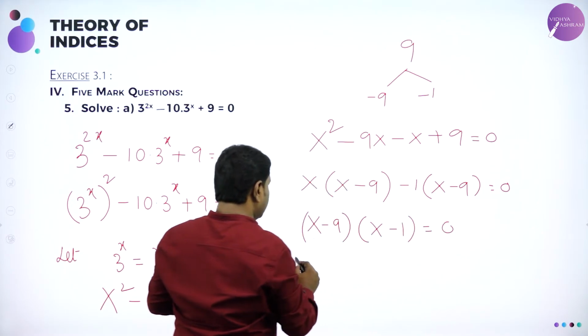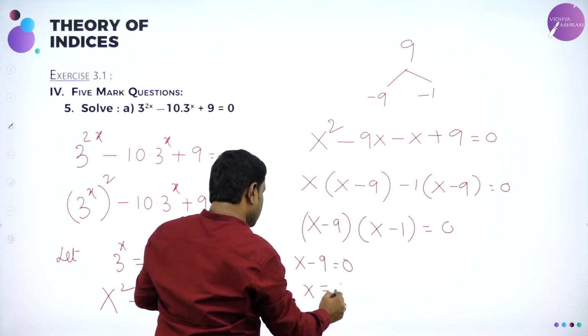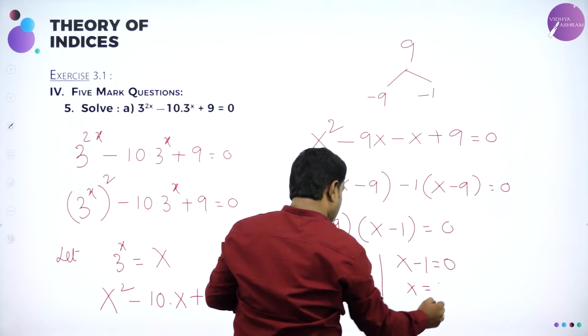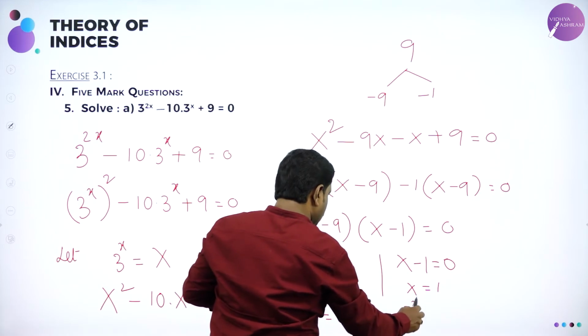So we have two values. X minus 9 is 0, that is x gives you 9. And the other one, x minus 1 is 0, that is x is 1, where x means 3 power x. 3 power x is 9 and 3 power x is 1.